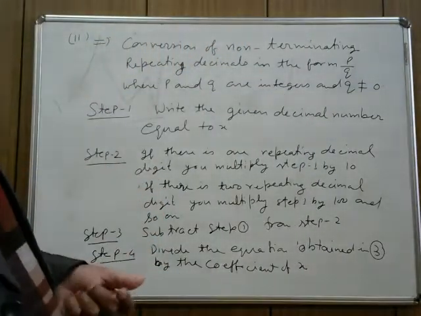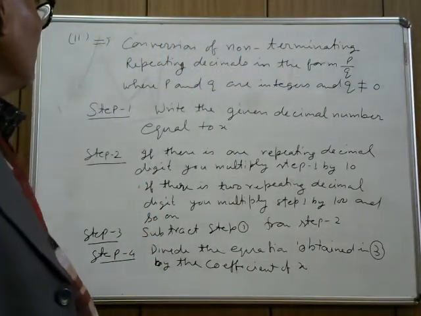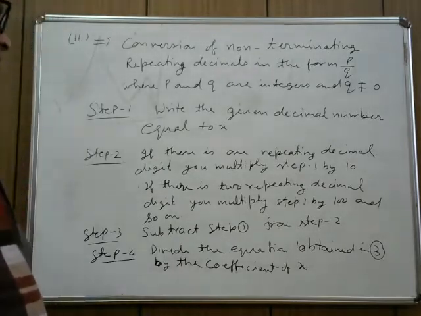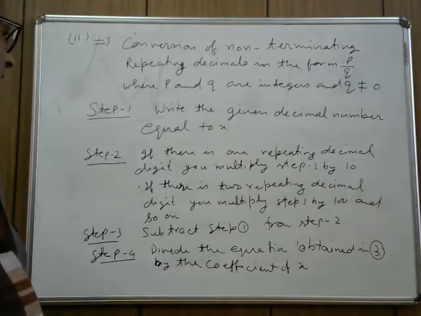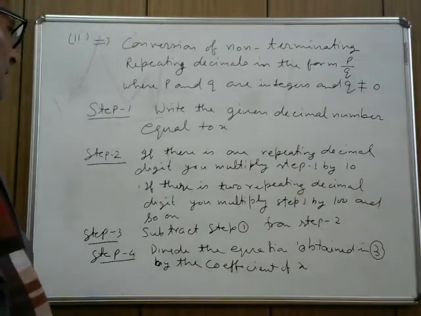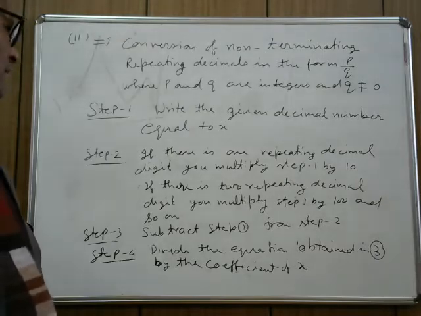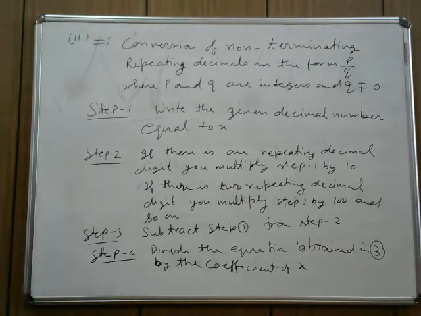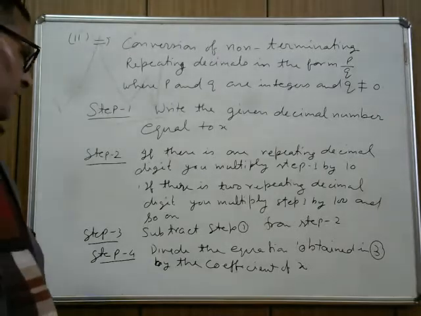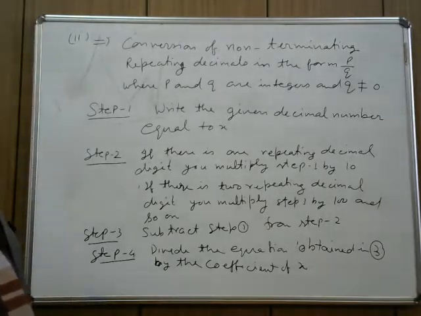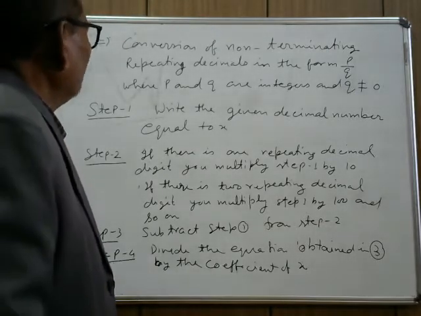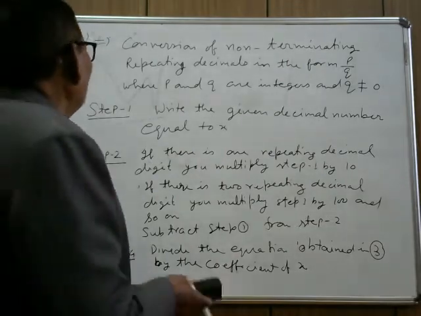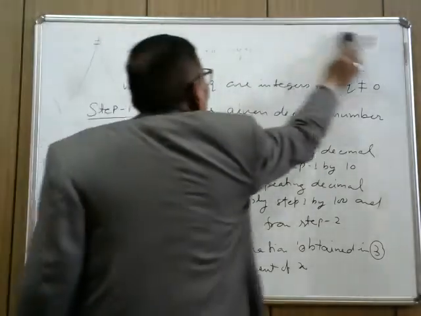Conversion of non-terminating repeating decimals in the form of p by q. For that, write the given decimal number equal to x. Second, if there is one repeating decimal digit, you multiply step 1 by 10. If there are 2 repeating decimal digits, you multiply step 1 by 100 and so on. Subtract step 1 from step 2. Divide the equation obtained in 3 by the coefficient of x. You will get the given non-terminating repeating decimal in the form of p by q. Now you see some examples.